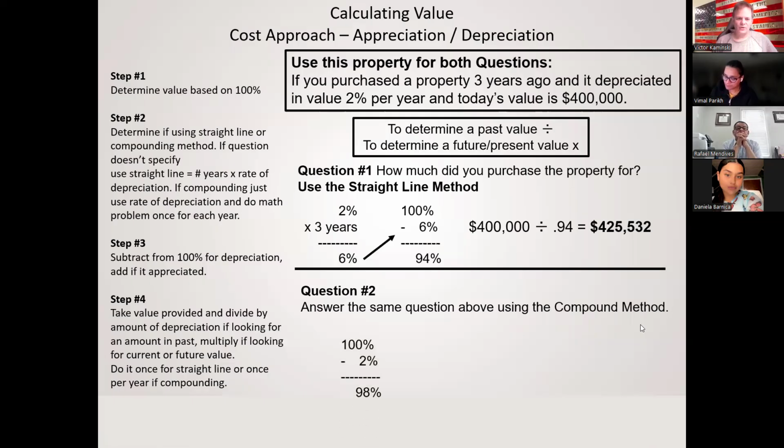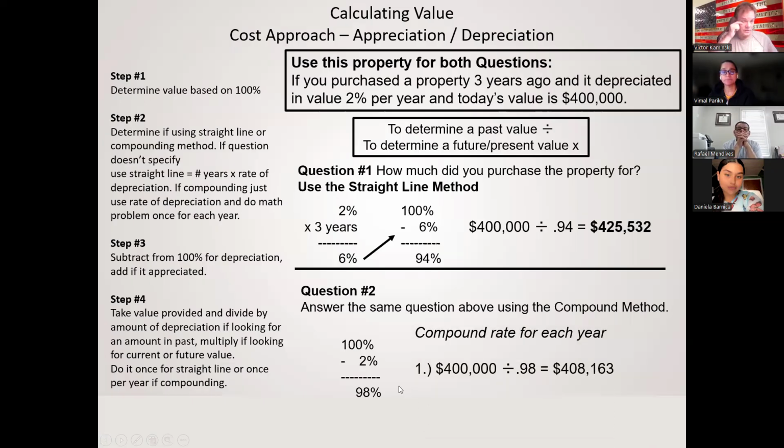So here you do 100,000 minus 2%, that's 0.98 or 98%. And now we take today's value, and we're still trying to figure out a value in the past, how much you purchased it for. So 392,000. It's 400,000 divided by 98% or 0.98.